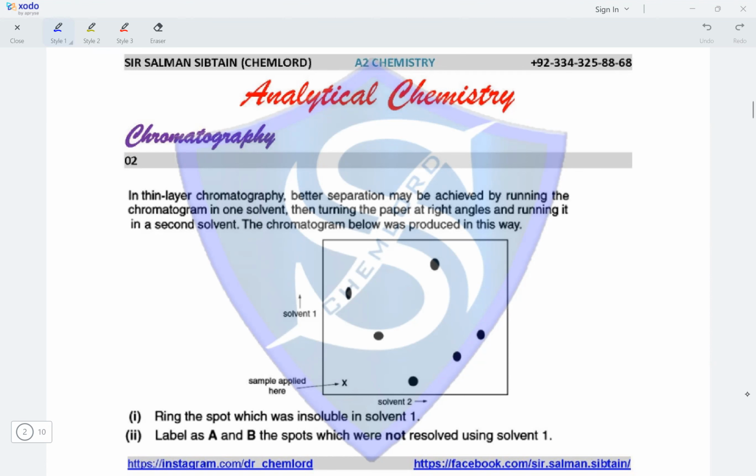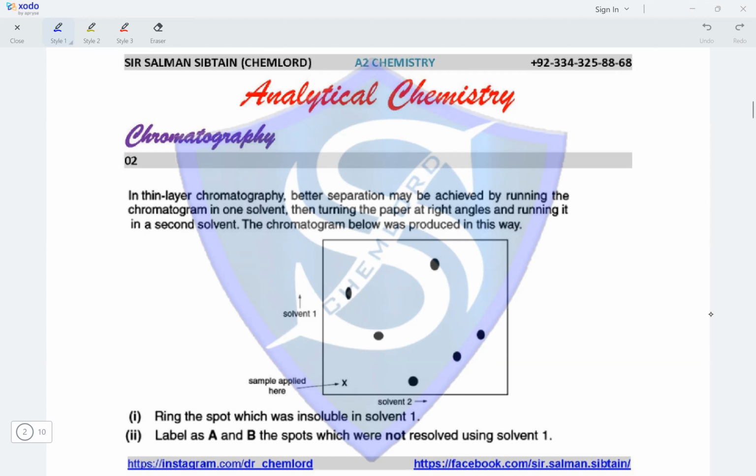And the question asks us, ring the spot which was insoluble in solvent 1. That means that particular spot would be at the position where the sample was applied. That means on X, because solvent 1 moved the spots upward, and this spot would not have moved at all.